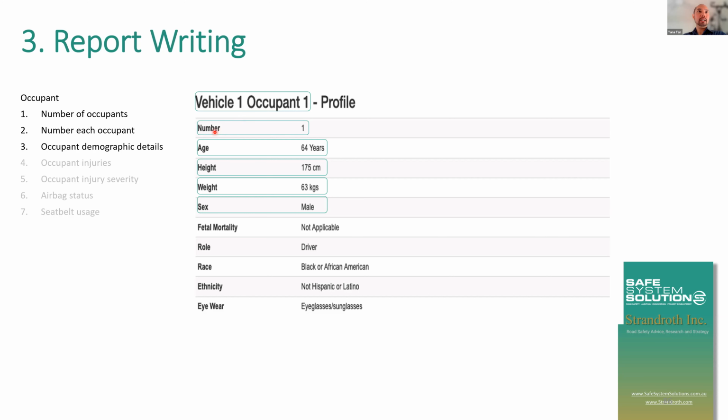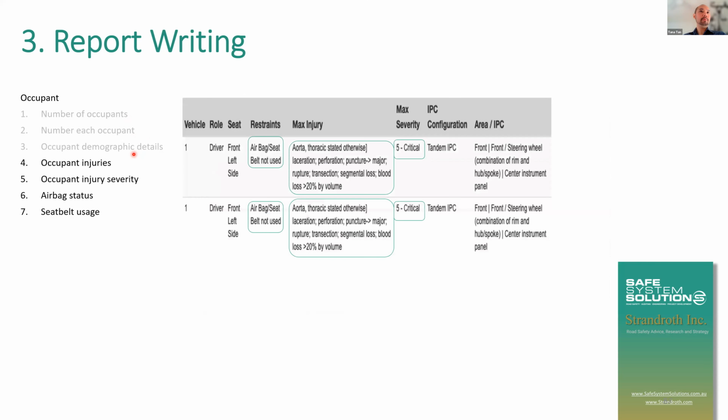So here they said vehicle occupant number is number 1. The age of driver is 64 years old, height 175, and weight 6'3", gender is male. So this is what I mean by occupant demographic details. Next few items: occupant injury, injury severity, airbag status, and seatbelt usage.